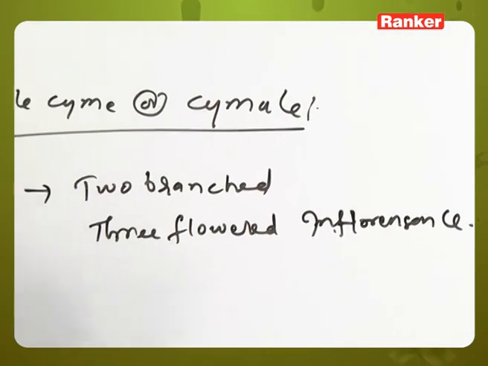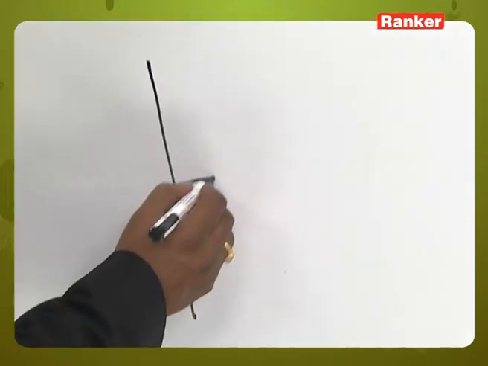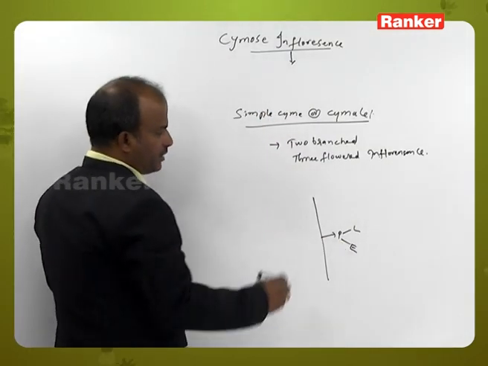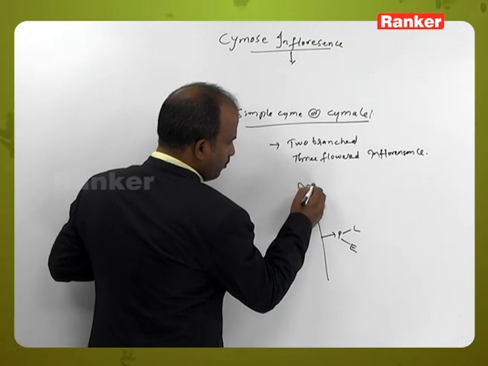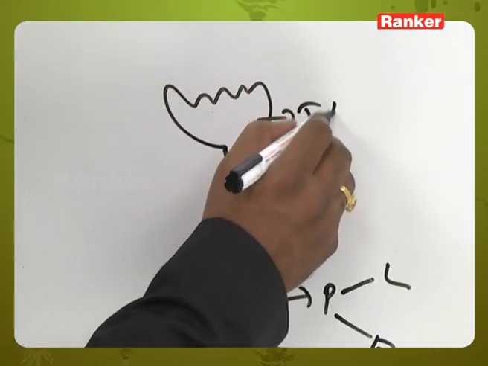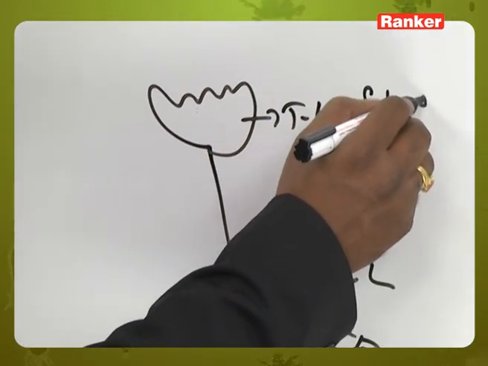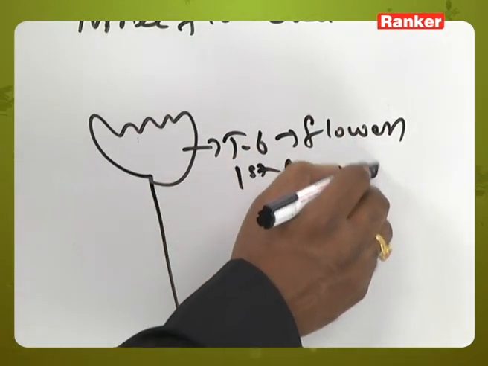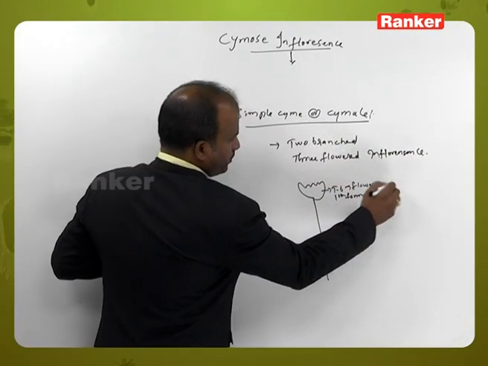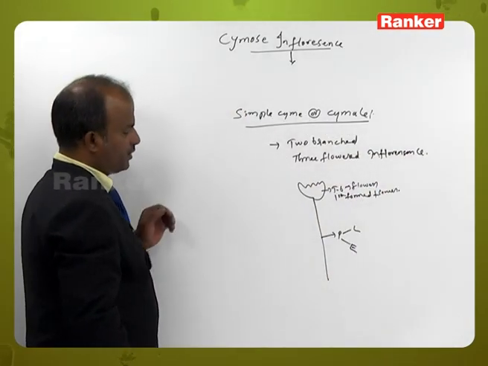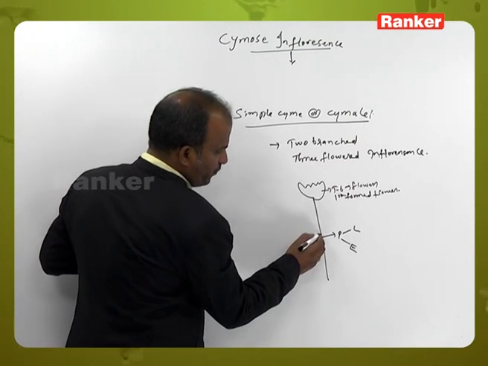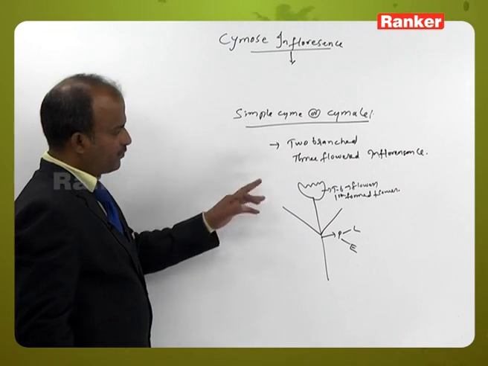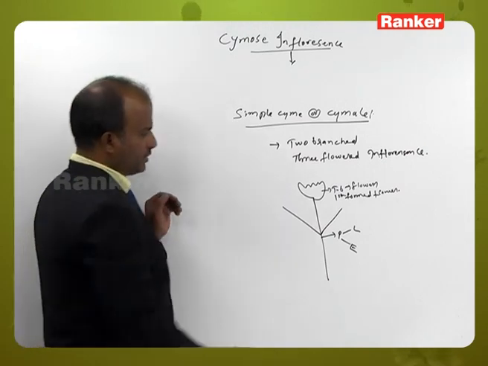What happens here is the peduncle is long and elongated. The terminal bud of the peduncle opens into a flower. This is called the first formed flower. From the base of the first formed flower, two branches are arising.